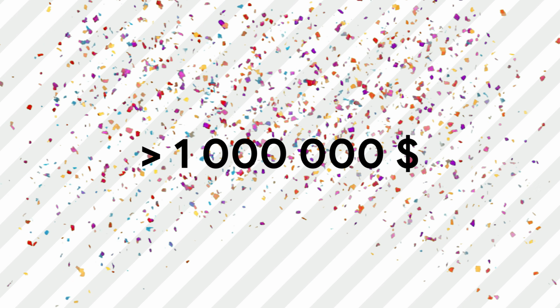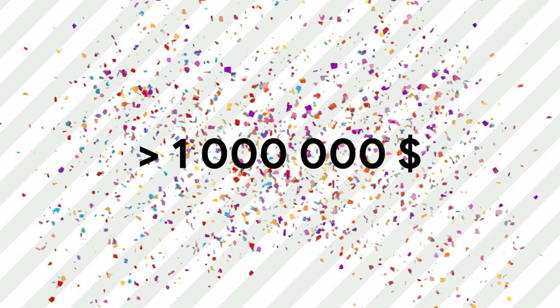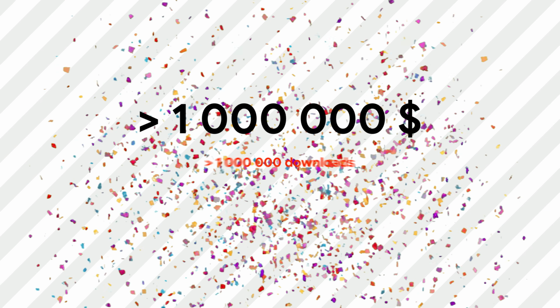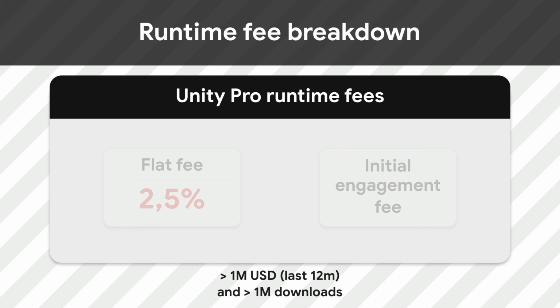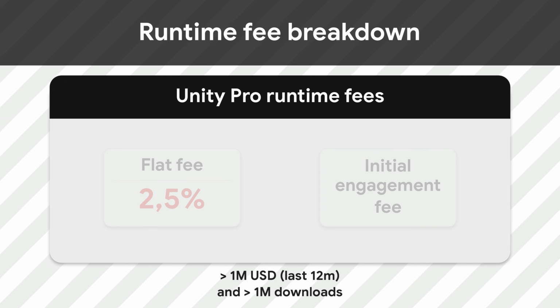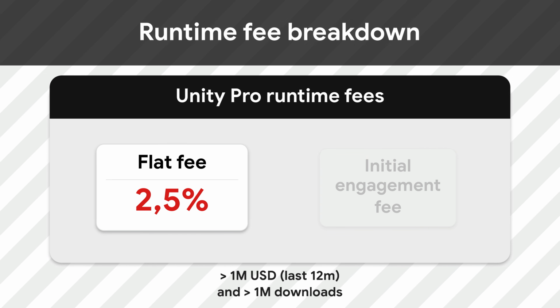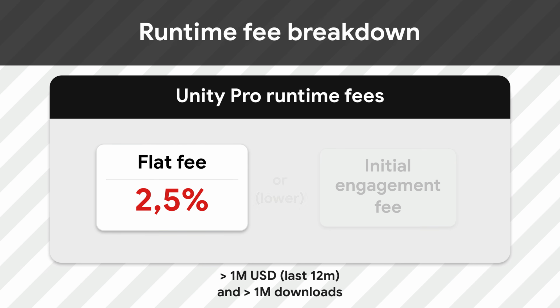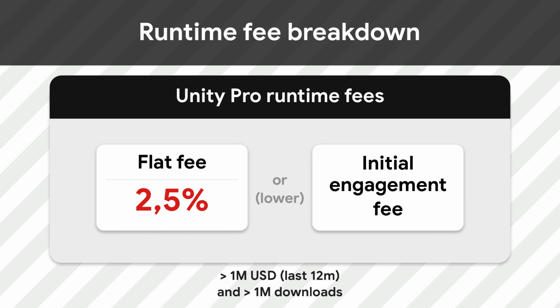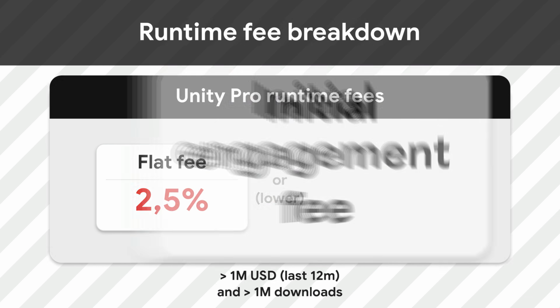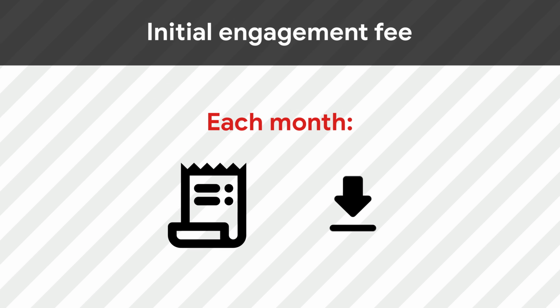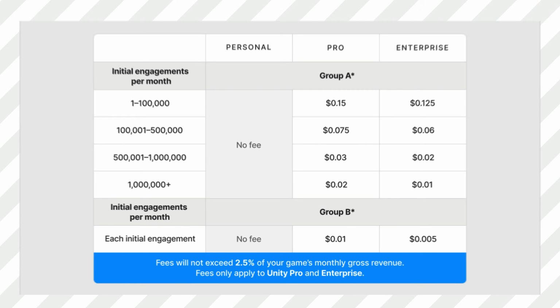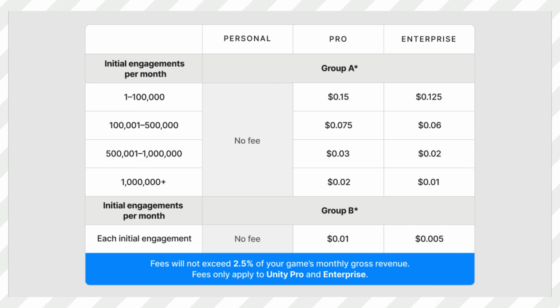But what happens if your game is a great success and you earned more than 1 million in revenue in the last 12 months and 1 million downloads? Then new additional fees will kick in, and each month you will pay a runtime fee. Either a flat fee of 2.5% of your revenue, or an initial engagement fee, whichever is lower. Initial engagement fee is calculated based on how many game purchases or downloads you got this month. Here is a full table that represents how it works.